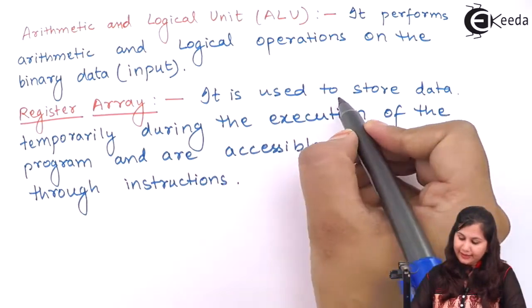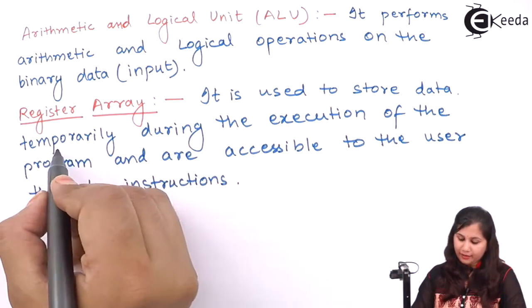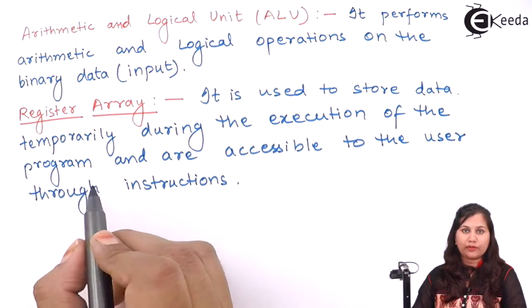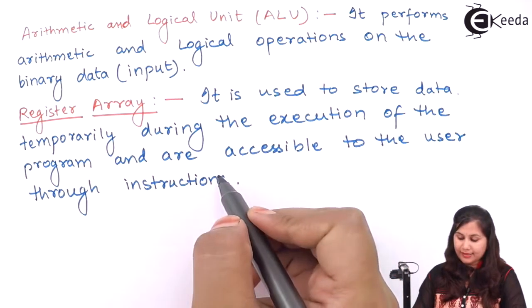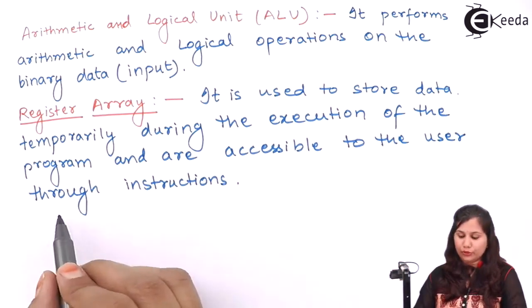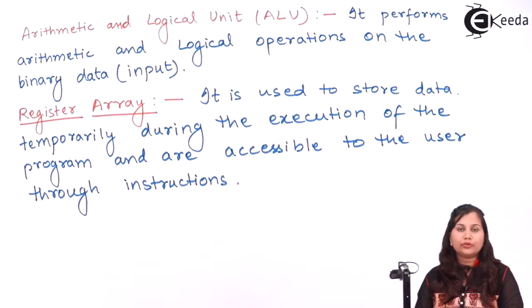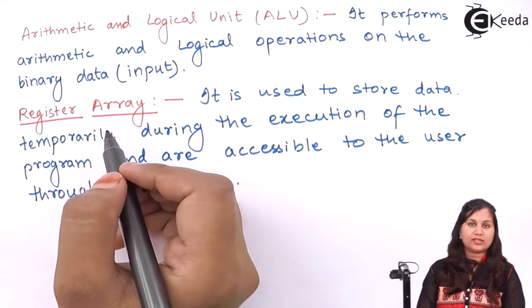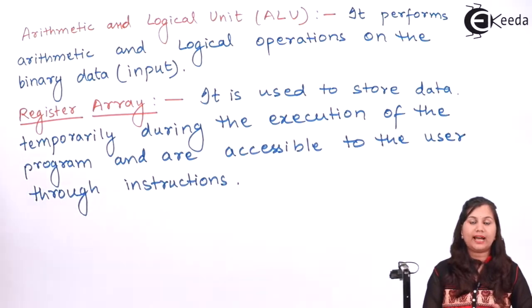So the register array is used to store the data temporarily during the execution of the program, and these registers are accessible to the user through instructions. The user can also use these registers, and can also see what the intermediate result is or what data has been stored in the register array.